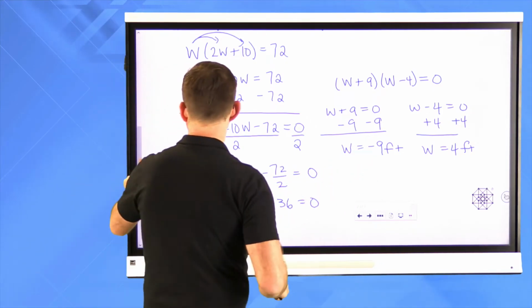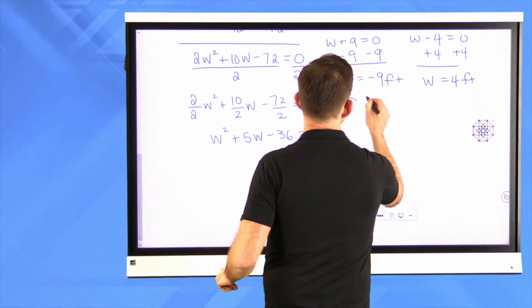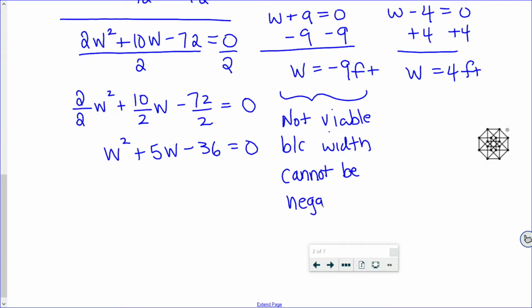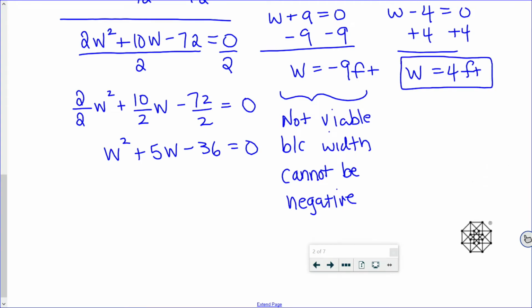So I'm going to write down right now that this is not viable because width cannot be negative. Many quantities can be negative, temperature is one of them, but width cannot be negative. And therefore, my final answer, right, the width of my rectangle is 4 feet.